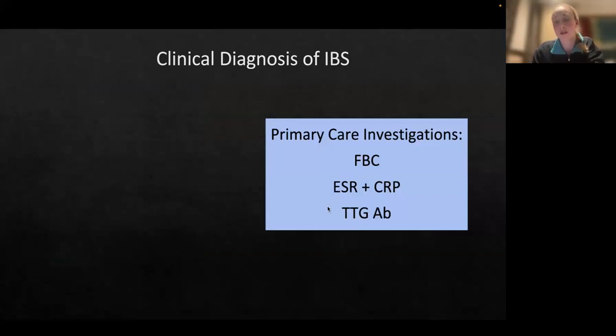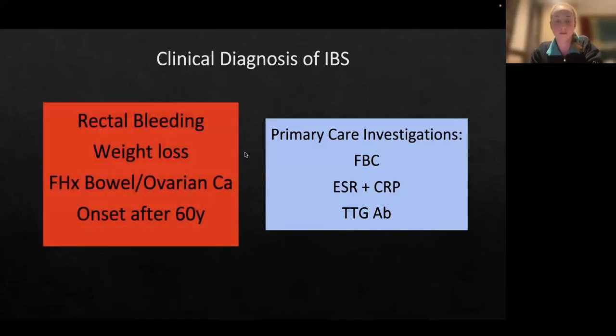And in terms of primary care, the things that you would want to do is a full blood count, ESR and CRP, and TTG antibodies, and you'll know what you're looking for there. Yeah, so your TTG antibodies, you're looking to see if someone has celiac disease. And obviously your investigations might be slightly tailored depending on the patient that's in front of you. If someone's younger, you might be thinking more celiac. And for anyone who's older, you'd definitely want to do a full blood count.